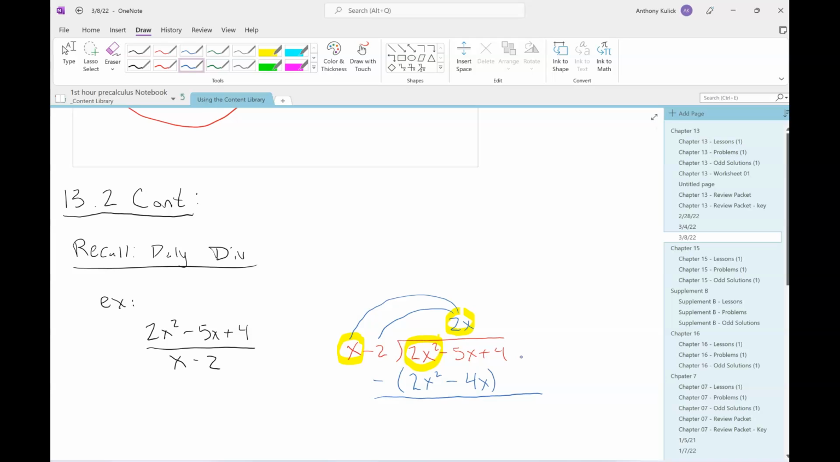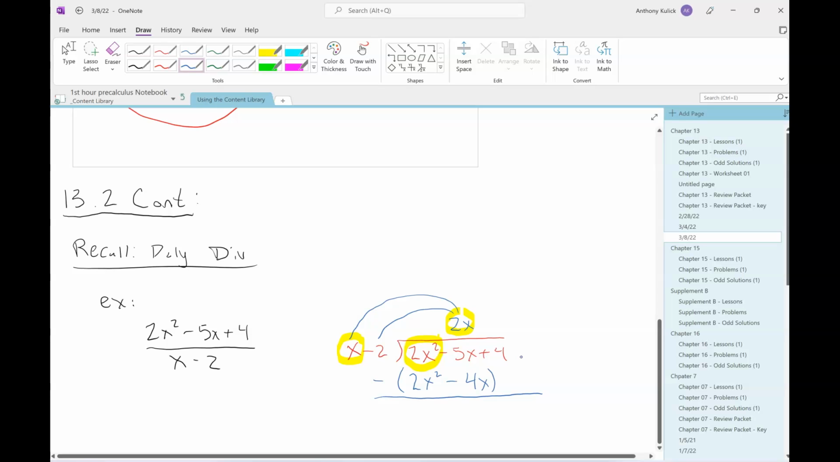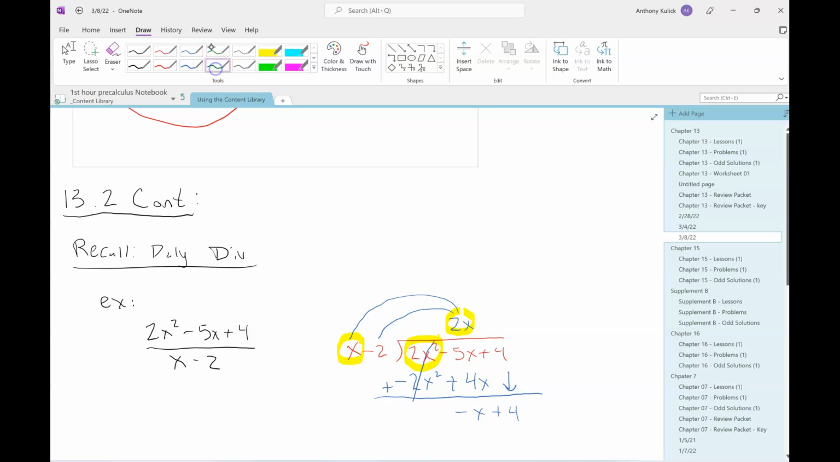Now, personally, I think it's easier not to think about this as a subtraction problem, but rather to think about it as an addition problem. So I'm going to distribute that negative through. So negative 2x squared plus a negative 2x squared, those cancel out. Negative 5x plus 4x gives me negative x, and then I bring the 4 down.